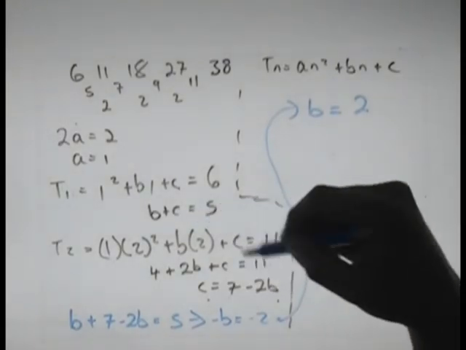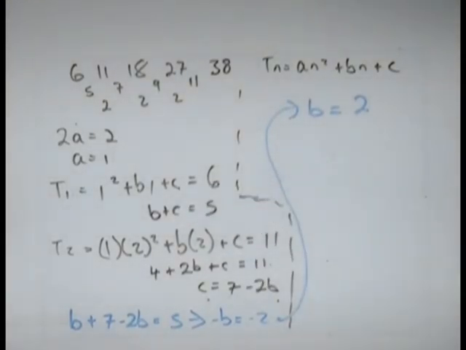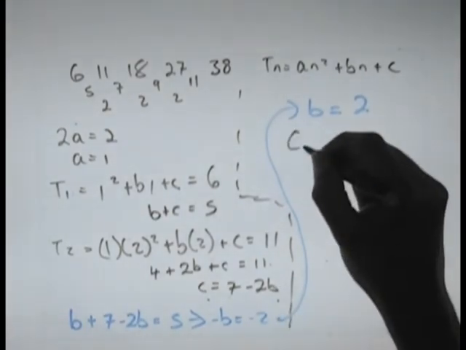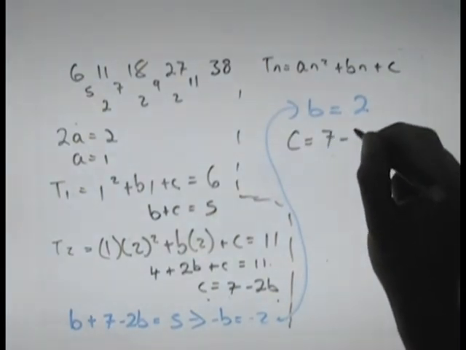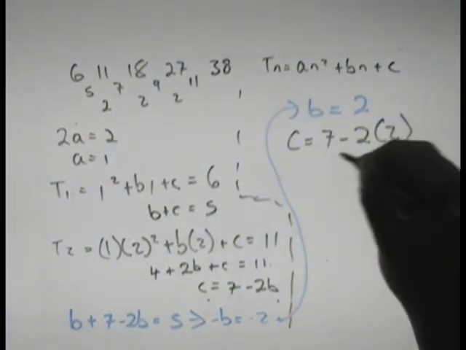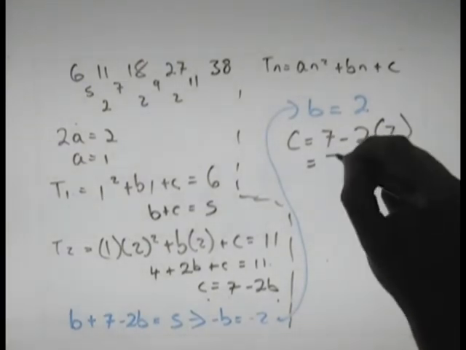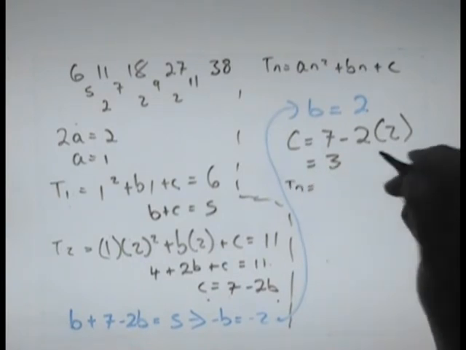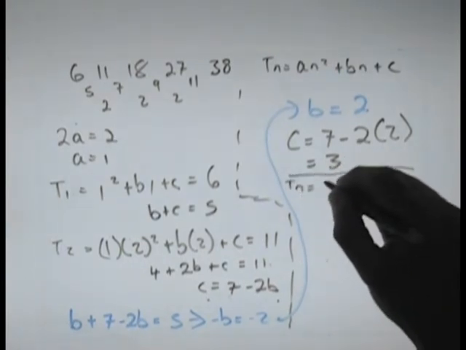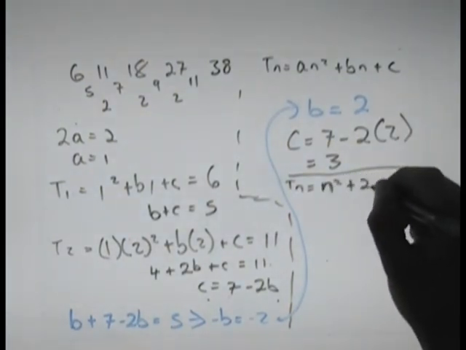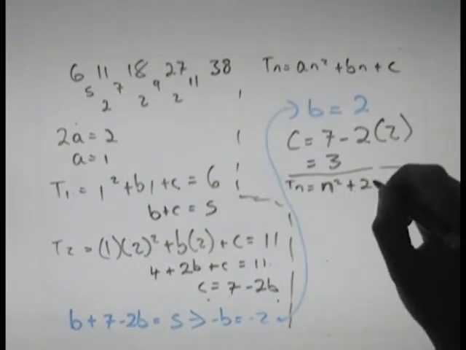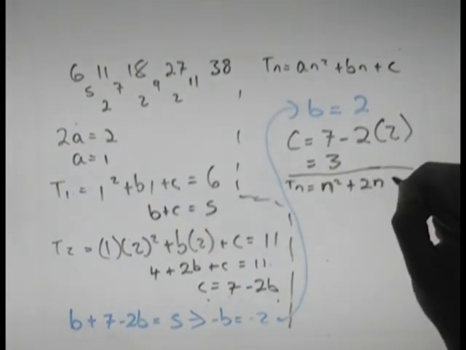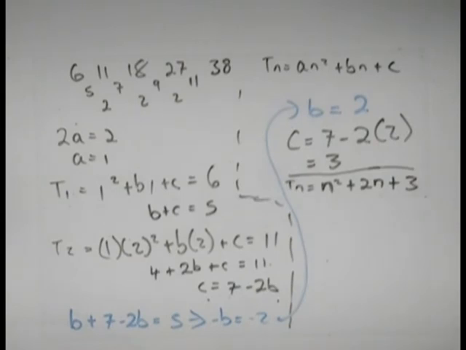I can substitute that into either of these equations to get my c value. I'm going to substitute it in there. That means that c is going to equal 7 minus 2b, or minus 2 times 2, which is equal to 7 minus 4, which is 3. That means my standard formula reads Tn is equal to a, which is 1, n squared, plus b, which is 2, n, plus c, which is plus 3.